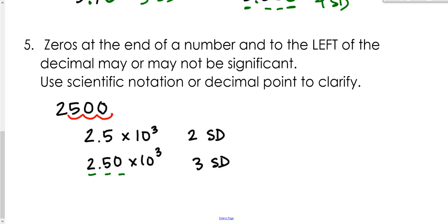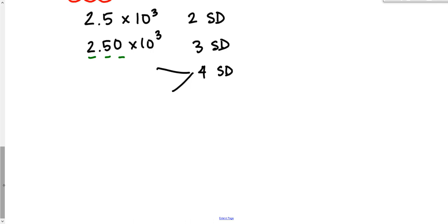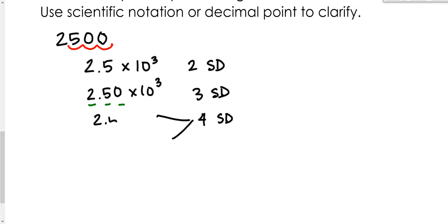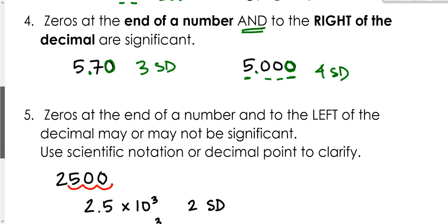Now, what if I wanted to make it 4 sig digs? Okay, there are actually 2 different ways to do this. So you could do 2.500 times 10 to the third. That is one way to do it. The other way to do it would be to write 2,500 and then put a decimal at the end. You can do that, and that decimal makes those zeros significant. It's saying we know those to be accurate with nothing else. So those are the 5 rules to determining significant digits.